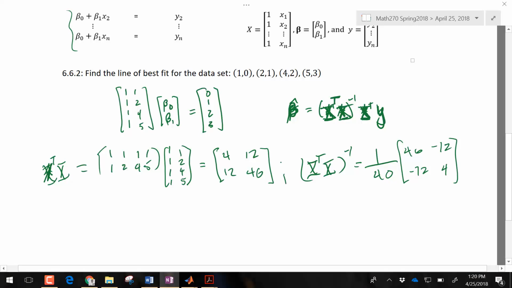And now we have X transpose, or X T. So that's X transpose, 1, 1, 1, 1, 1, 2, 4, 5, times the y vector 0, 1, 2, 3. So what do we get? 0, 1, 2, 6, and 2, 8, 10, 25.